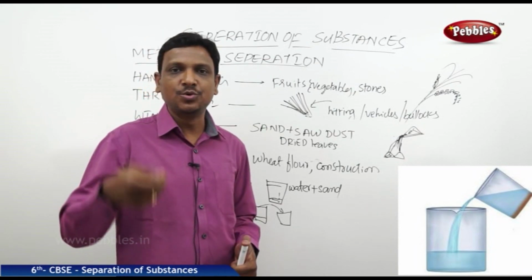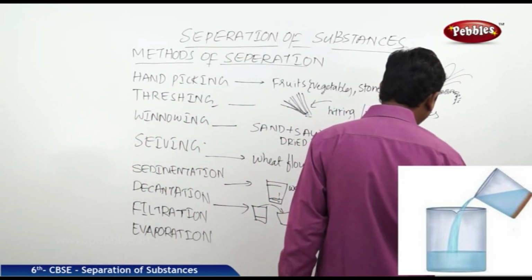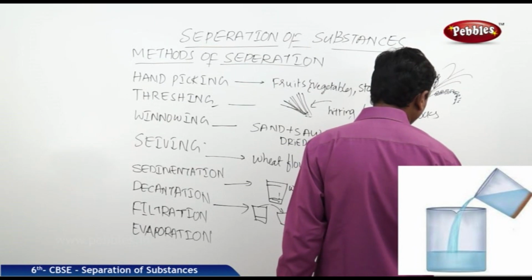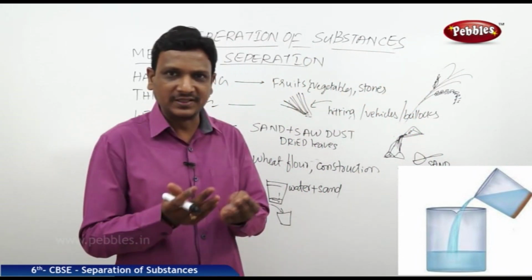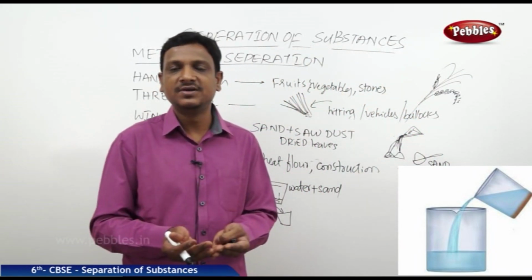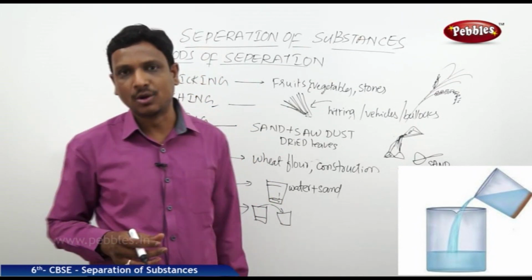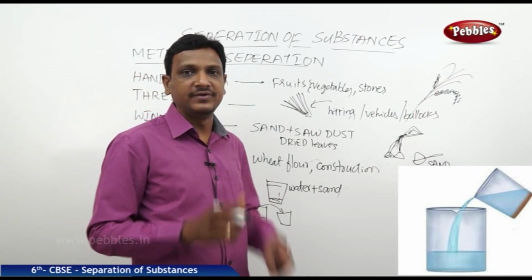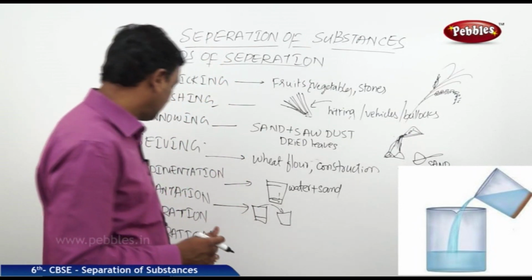For example, a spoon of sand is mixed in a glass of water. Now you can use a filter paper, a sieve or a cloth, and pour the water with sand and separate the sand out. That is called straining. In simple terms, straining tea leaves from tea is filtration. Here you can filter the sand.